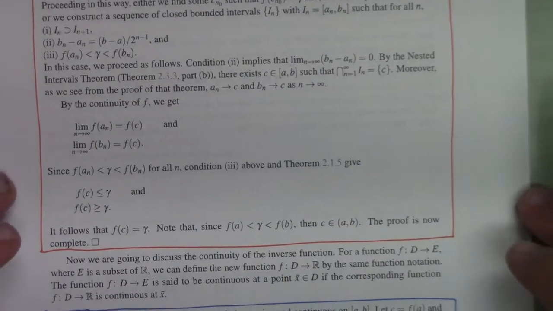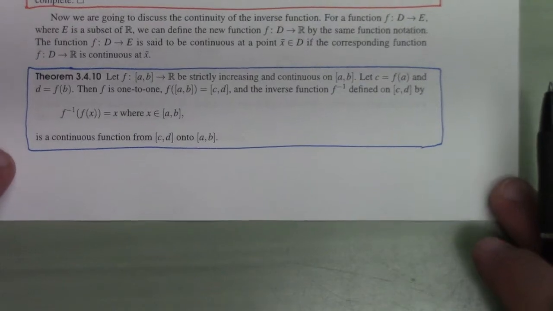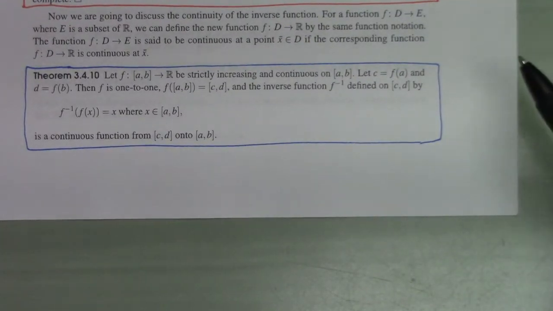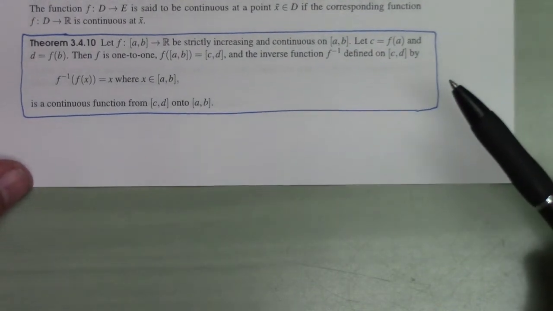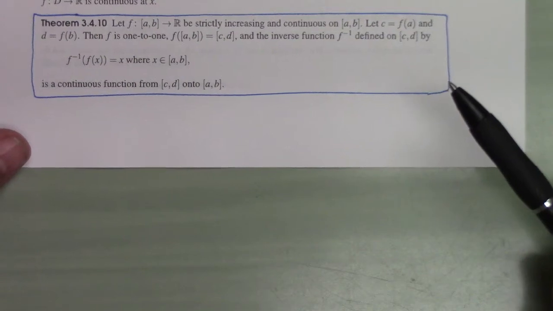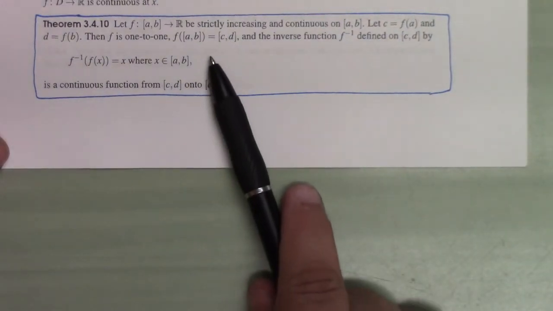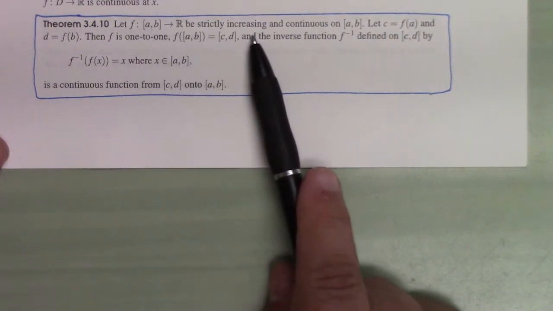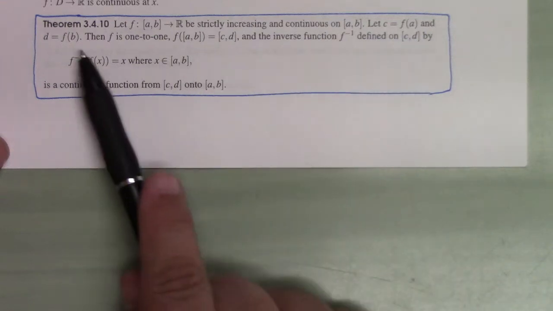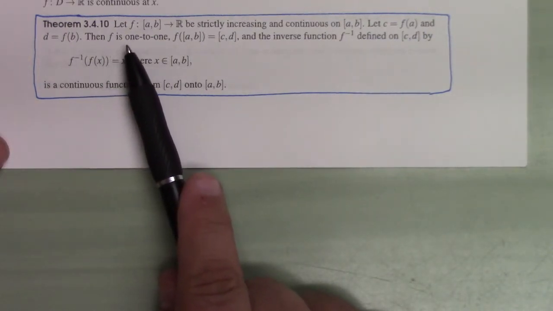Okay, and then finally, this section ends with a discussion of the one-dimensional inverse function theorem. Now, I'll talk more about this in the higher dimensional context past this point. But here it is. If you have f as strictly increasing and continuous, and if c is f of a and d is f of b, then f is 1 to 1.